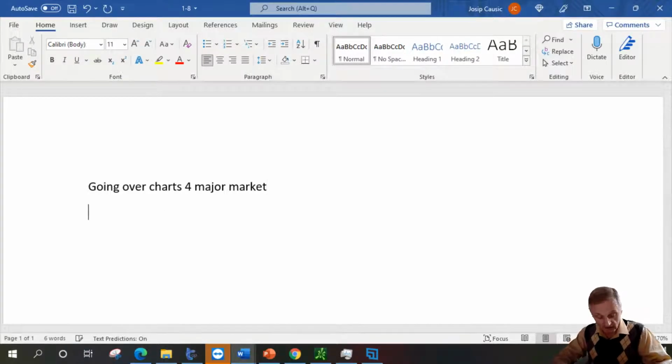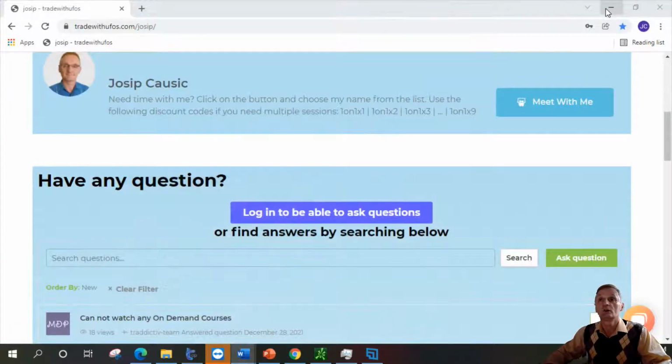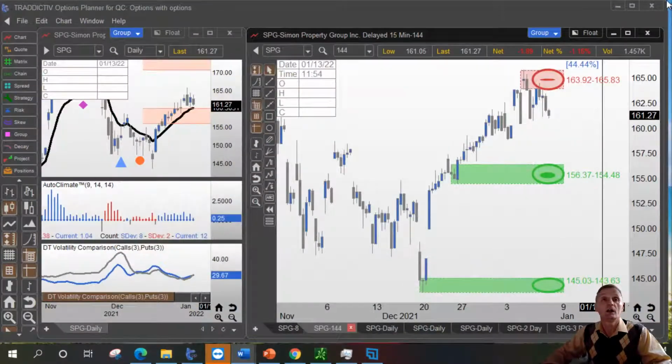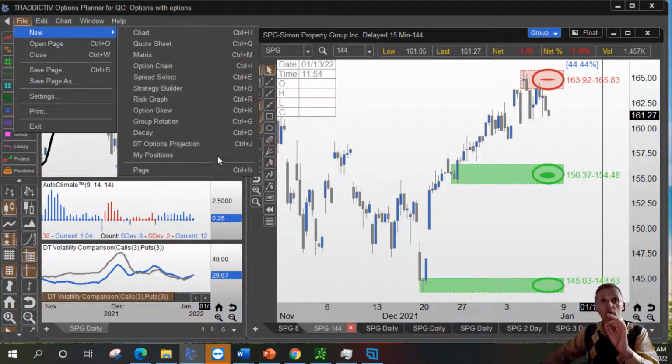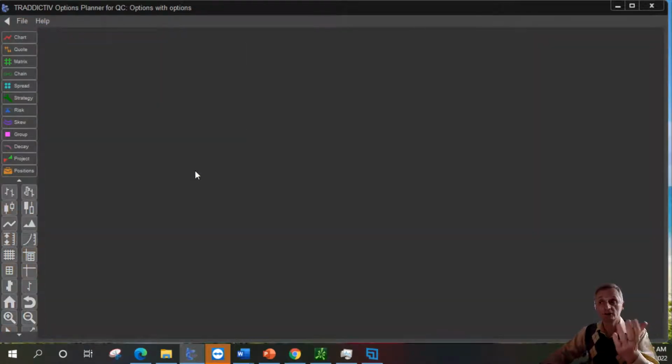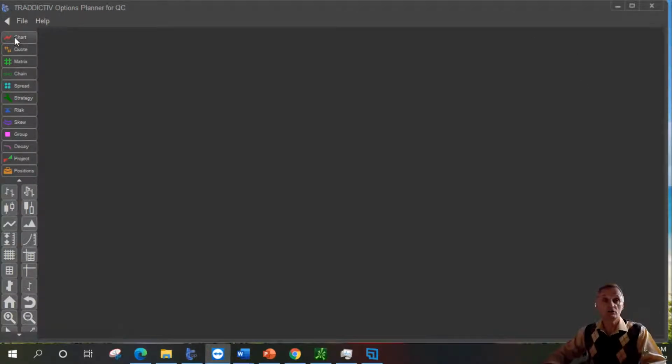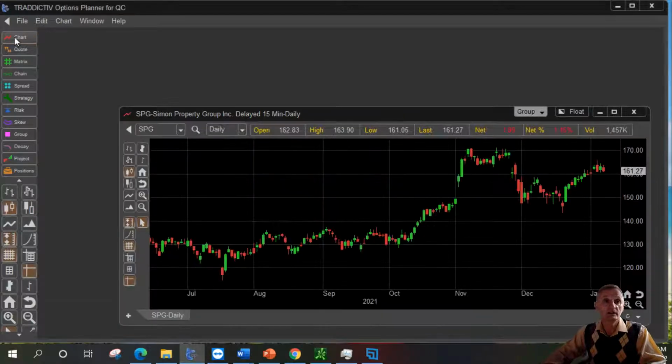It involves looking at the Russell, the QQQ, of course the SPY, and the Diamonds. So without any hesitation, I'm going to click File, go New, and open a brand new page. Having this is going to teach you how to create the space that you can use, like I have been using for the last 18 years.